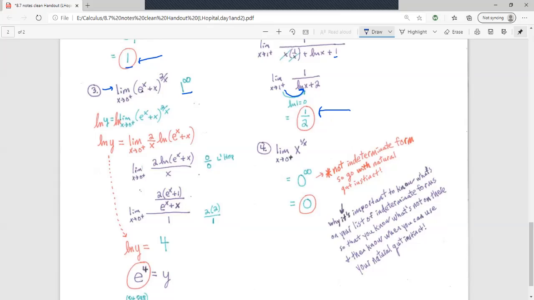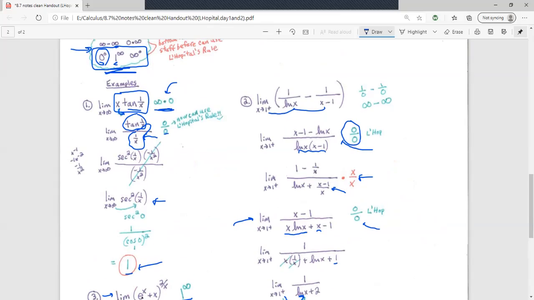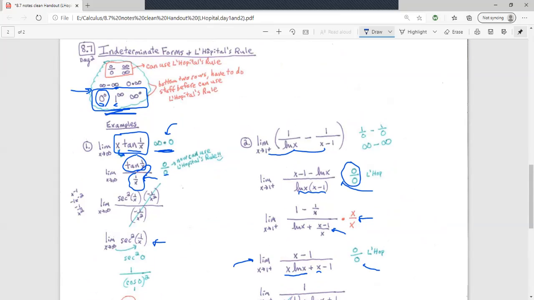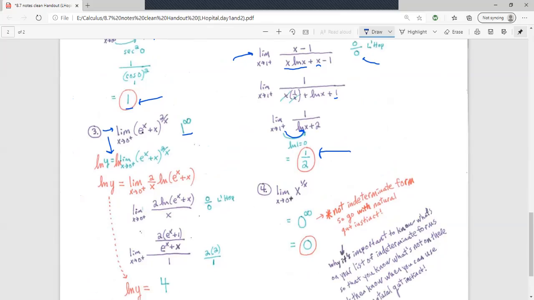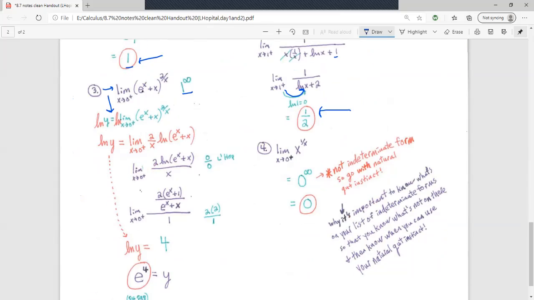So that's the first step I did in the green color right there. I set it equal to y. And then whenever you have that 1 to the infinity or 0 to the 0 or infinity to 0, anything on the bottom row, just the bottom row, that's when we're going to go ahead and take the natural log of both sides. Set it equal to y, take natural log of both sides. So I have the ln of y here.